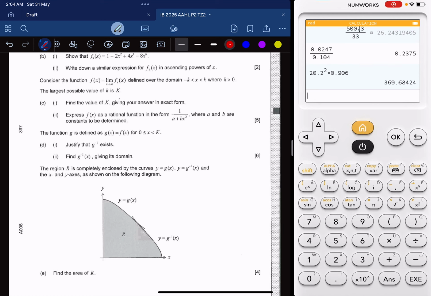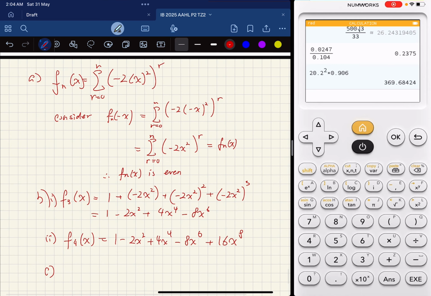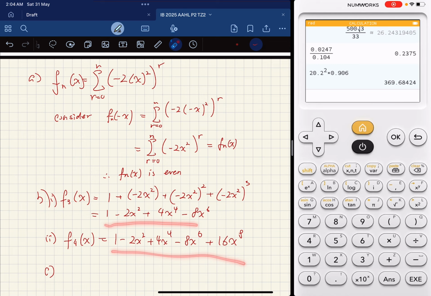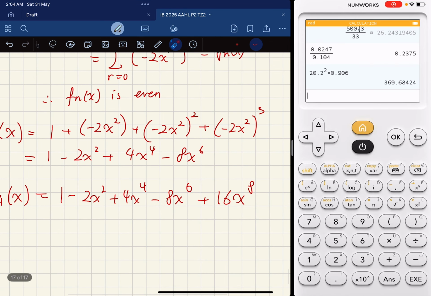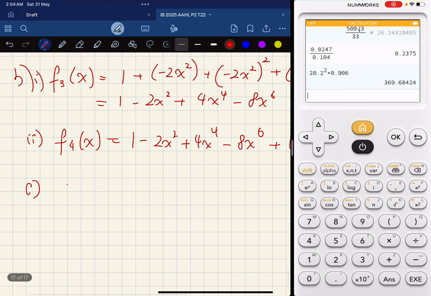Consider a function of this, and it's defined over a domain of here, where k is bigger than 0. Find the possible values of k. So what's k here? Okay, it's like a domain of x, right? Okay, here's the part that a lot of like AAHL might forget. So if we look at here by itself, this is a geometric sequence. I don't know whether you recognize it, like times -2x squared, times -2x squared. So therefore, this is a sum of gx.